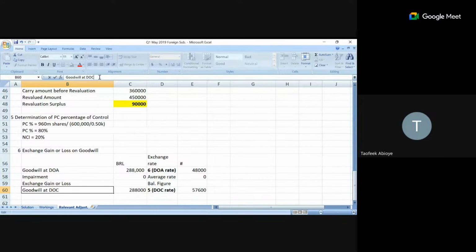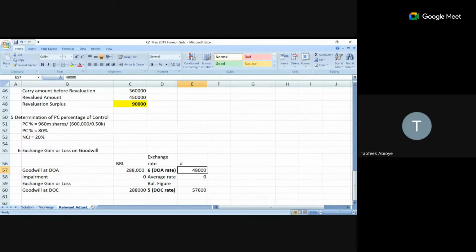Can we see it? And that is why we are doing it. That's why we are calculating exchange gain or loss on goodwill. We want to determine this goodwill, this 288,000, at DOA and DOC. Are they the same? No. There must be a difference. Is it a gain or loss? Now let's look at it. Goodwill at DOC is 57,600, but at the beginning is 48,000.